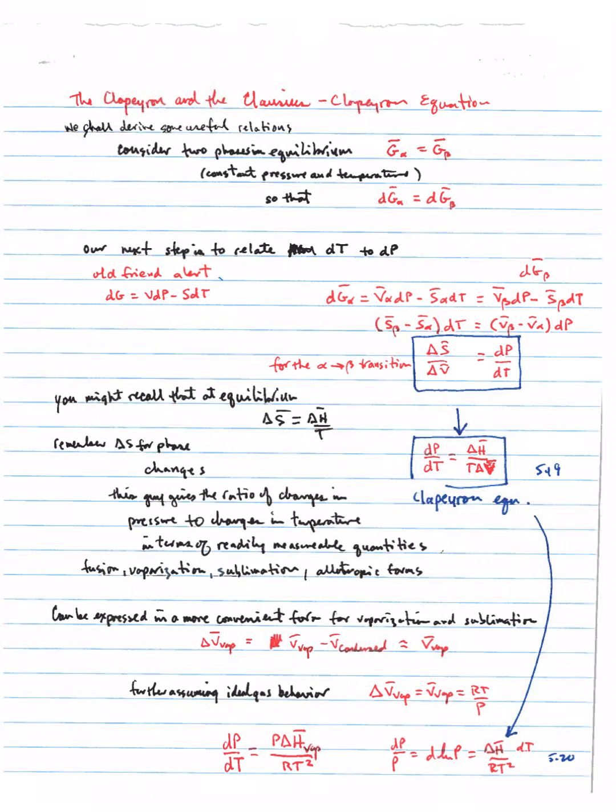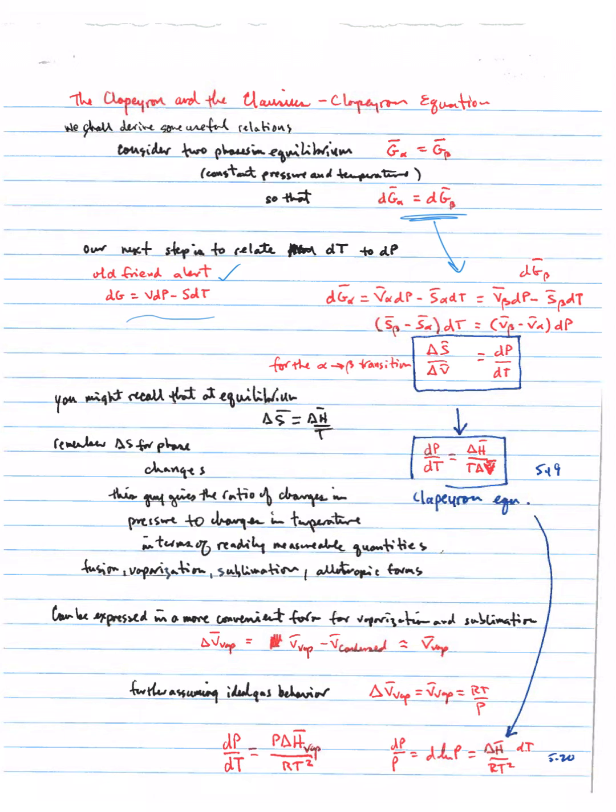So I have what I call an old friend alert. One of my friends runs a baseball blog, and whenever we're playing another team that has one of our former players on it, he has an old friend alert. Our old friend alert is the fundamental equation for dG. So let's apply our phase equilibria to that. As long as these terms are in equilibrium, we could make this equality: VdP minus SdT for the alpha side is equal to VdP minus SdT for the beta side. Again, alpha and beta represent two different phases.